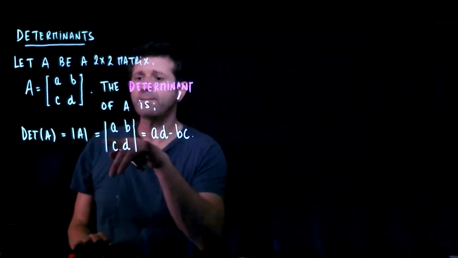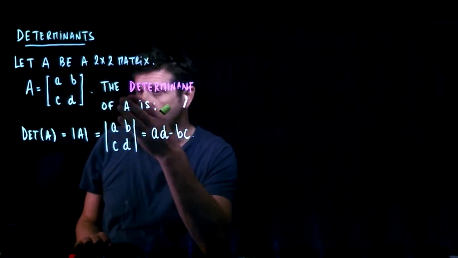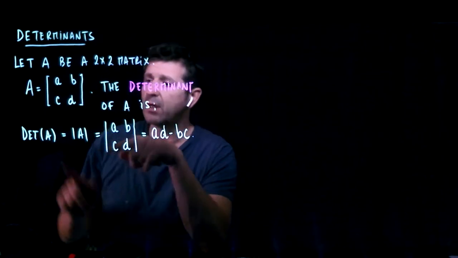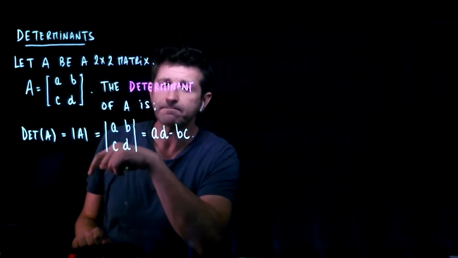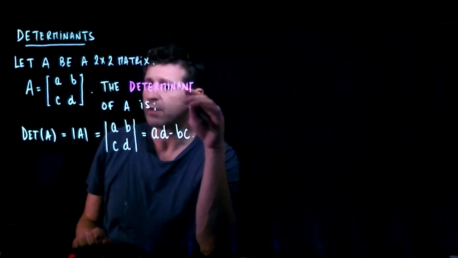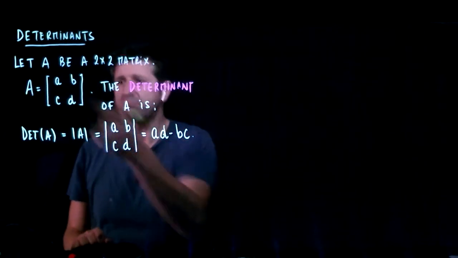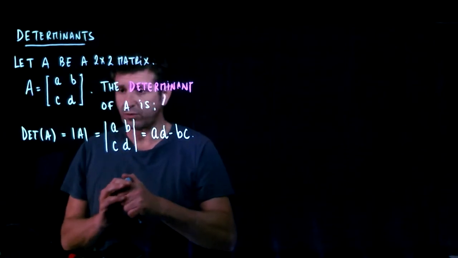Okay, so basically, the determinant of a square matrix, in this case a 2x2, is just a number associated to that matrix. What does that number represent? We're going to talk about this in a minute. For now, let's just do an example on how to evaluate it. Let's go to the technical part first.